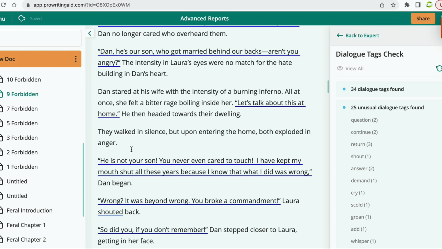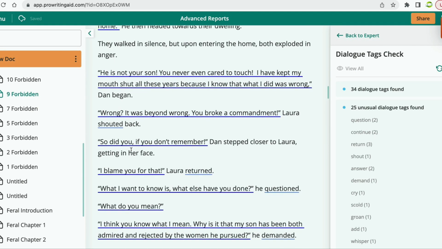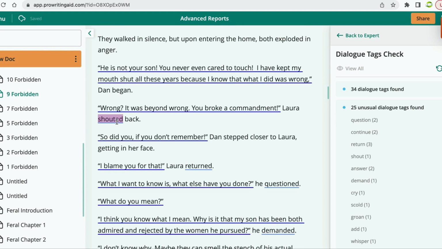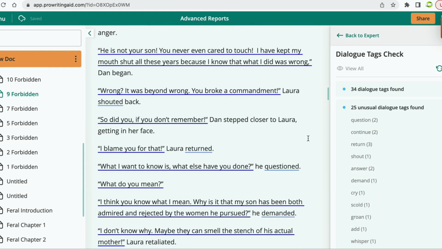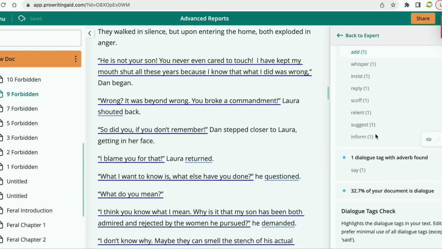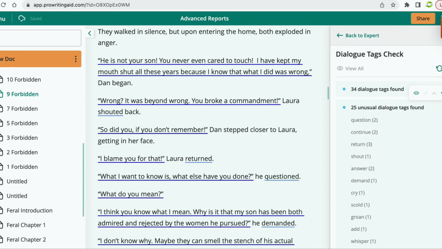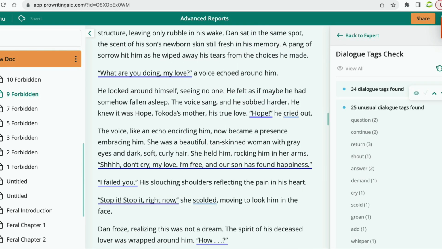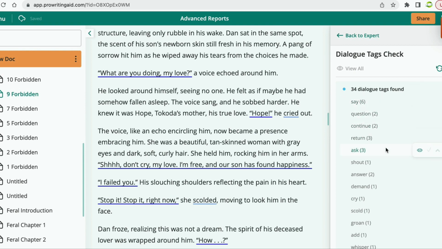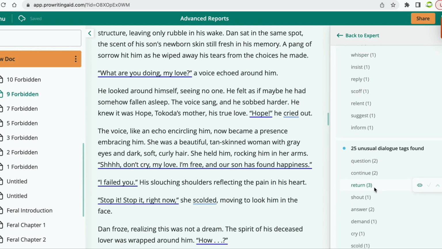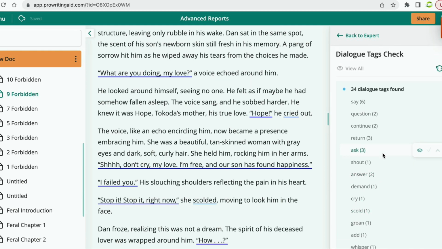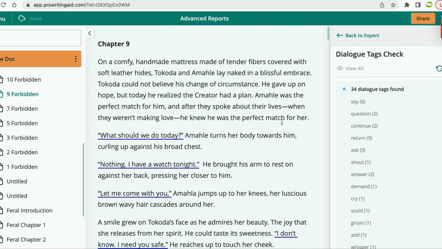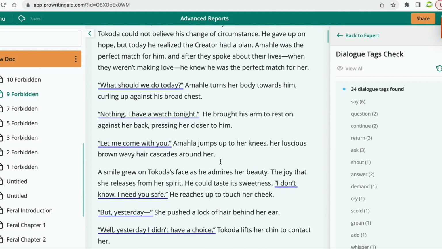They walked in silence, but upon entering the home, both. Okay, that's fine. So this is another one. Shouted back. Now, normally I would go through the line here, but oh wait, hold on. I'm probably dipping into the other stuff. Yeah, probably am. I'm probably dipping into this list. Let's see. Yeah, well, see, they have a lot of the same things, so it doesn't really matter. All right. I lost my spot, so I'm just starting over here.